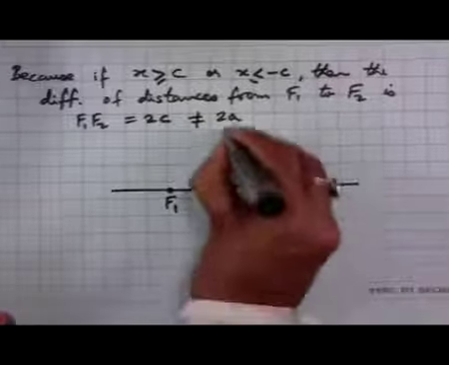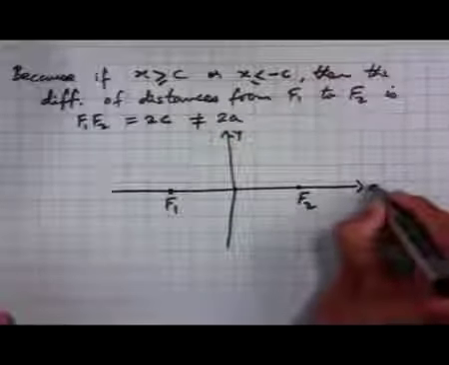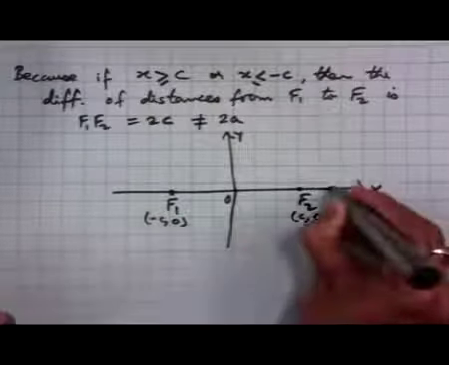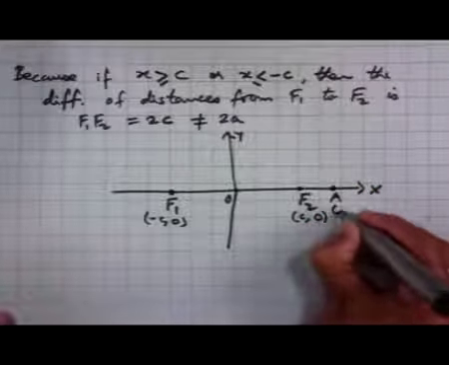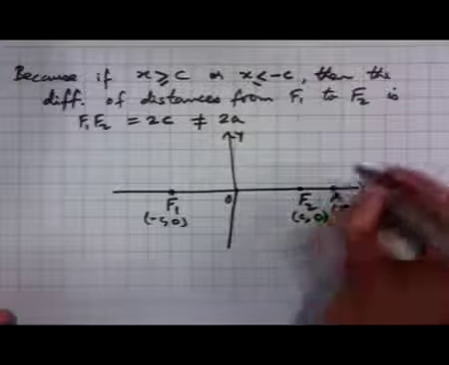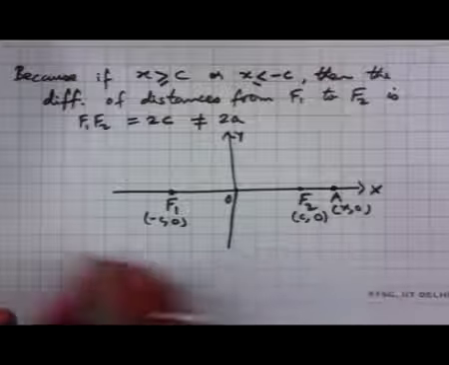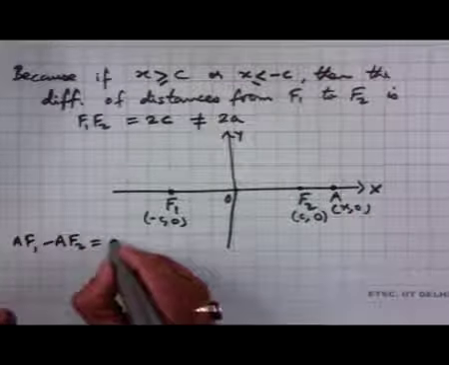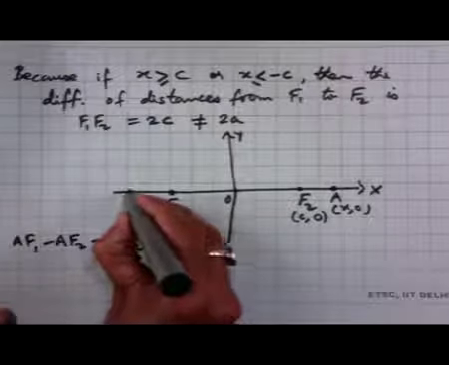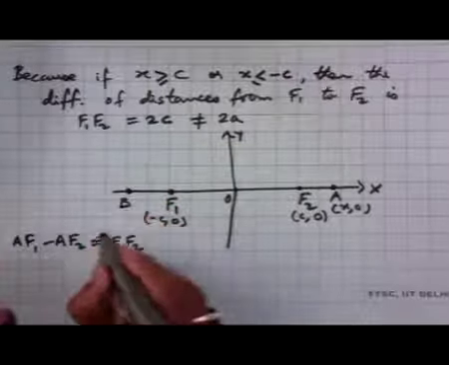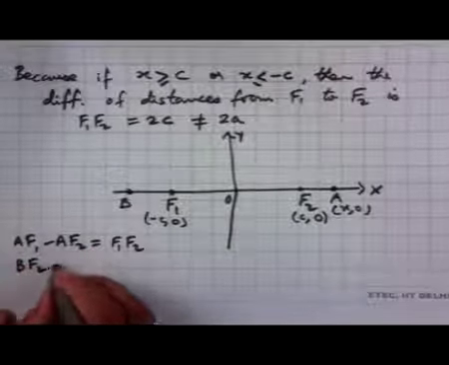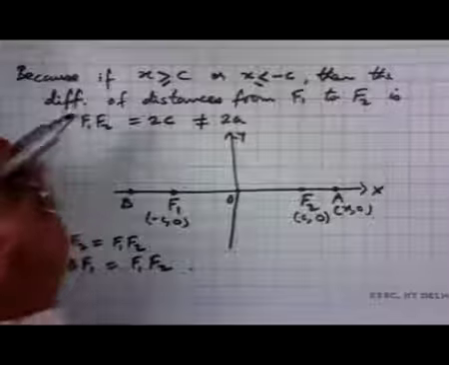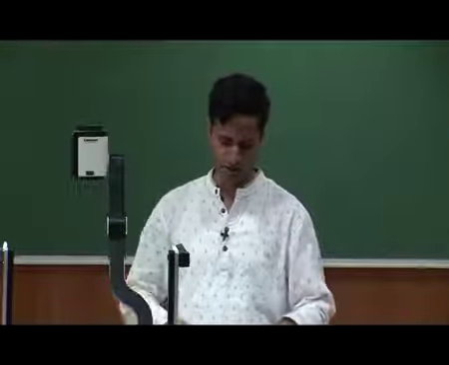if we have f 1 f 2 like this, and if we have point A here, x comma 0, then A f 1 minus A f 2 is equal to f 1 f 2. Similarly, if I have a point B here, then B f 2 minus B f 1 is again equal to f 1 f 2. So, we have exactly two points on the x axis which lie on the hyperbola.